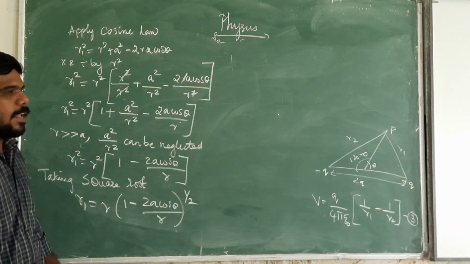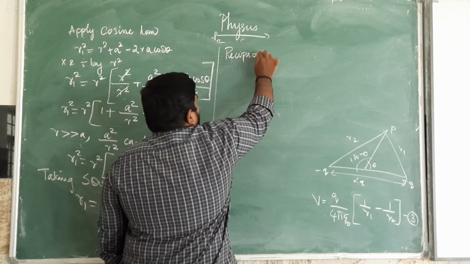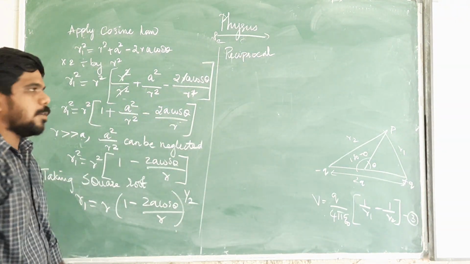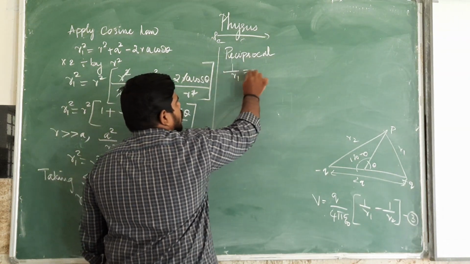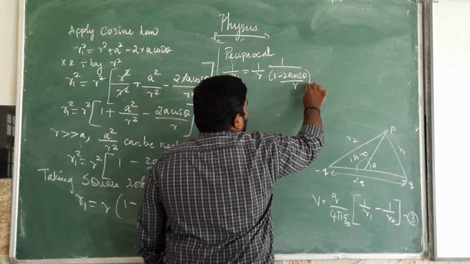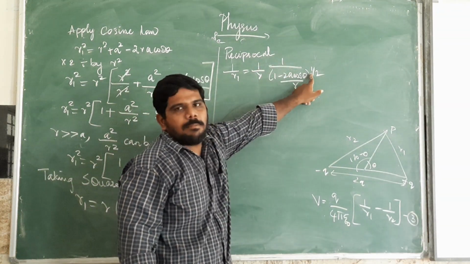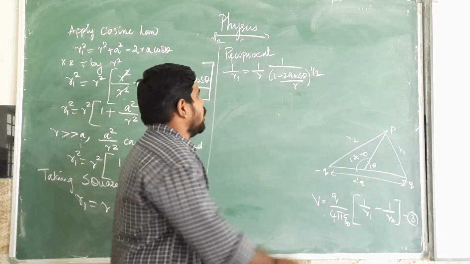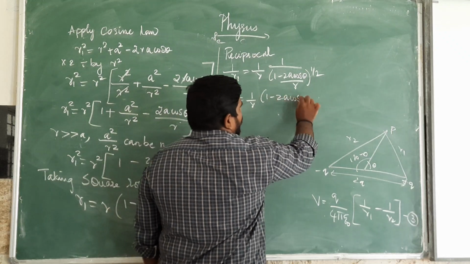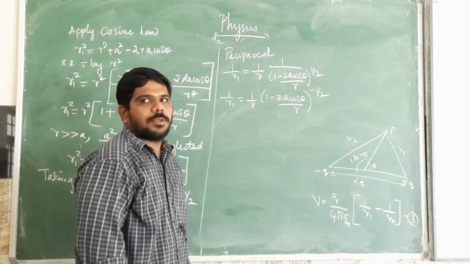Then the fourth step, we are going to take the reciprocal. Taking the reciprocal, R moves to the denominator and the power term moves to the numerator. So we get 1 by R1 is equal to 1 by R, 1 by 1 minus 2a cos theta by R, the whole power 1 by 2. Here, when the power term moves to the numerator, the power becomes negative. So 1 by R1 is equal to 1 by R, 1 minus 2a cos theta by R, the whole power minus 1 by 2.